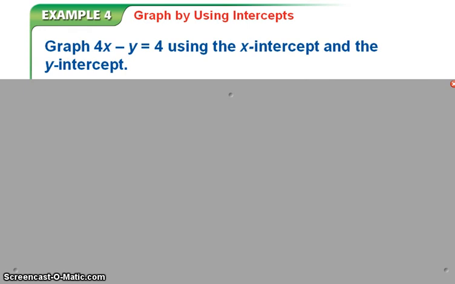The last thing that we're going to do is use these intercepts to graph. And that's the nice thing about standard form. If it's written in standard form, it's very easy to find the intercepts. And once you have the intercepts, it's very easy to graph. So we want to graph 4x minus y equals 4, and we're going to do that using intercepts.